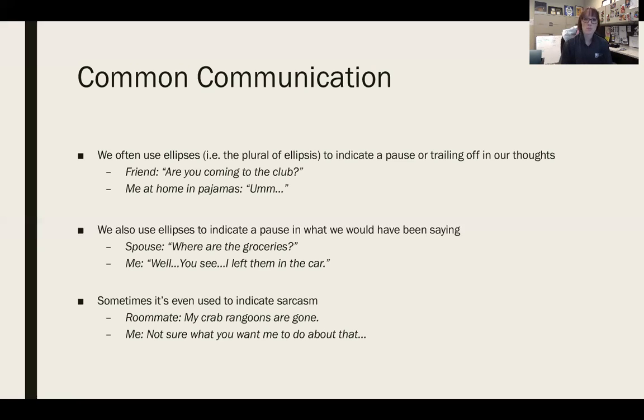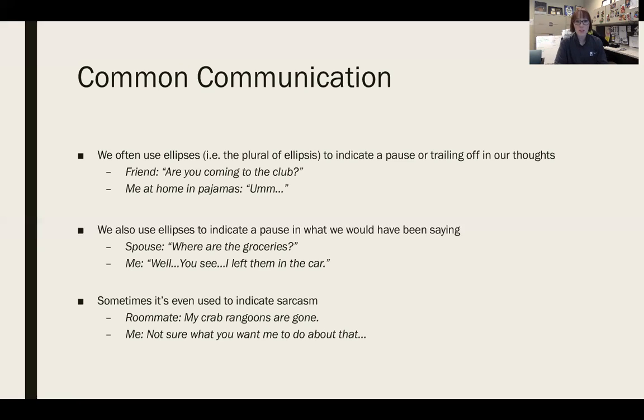So you can imagine my spouse texting me, "Where are the groceries?" And I would text back, "Well, dot, dot, dot, you see, dot, dot, dot, I left them in the car." Because in my mind, I am saying, "Well, you see, I left them in the car." And so it's to indicate what it would sound like if we actually had spoken that phrase that we wrote down. Now, sometimes it's even used to indicate sarcasm.